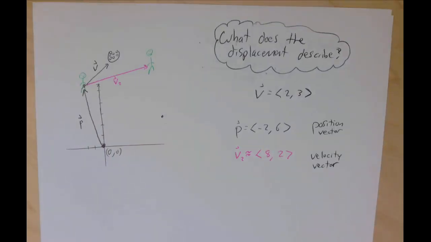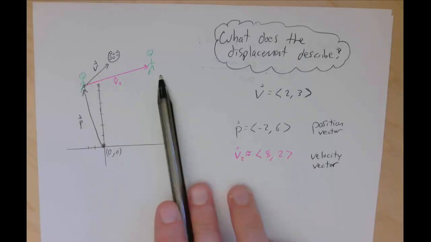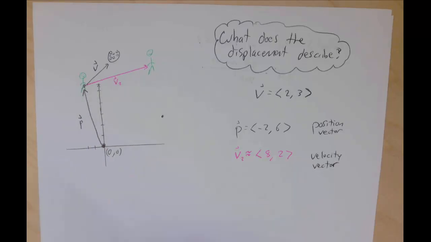So one more time, a position vector always starts at the origin and represents my displacement from the origin, and that's my position. And then a velocity vector would represent my displacement from the current time to a future time, and so that's why it represents motion, or my velocity.